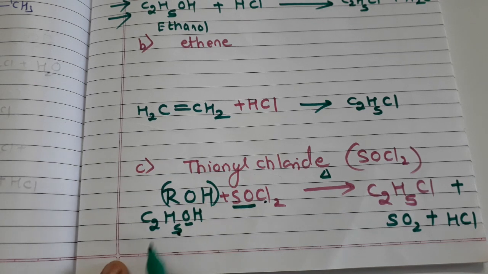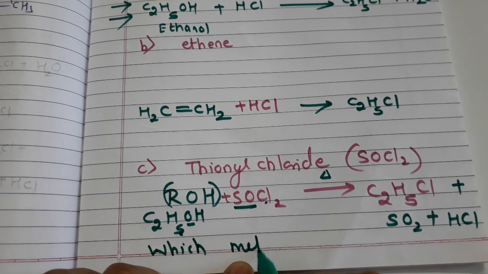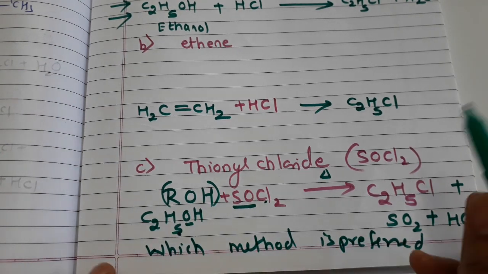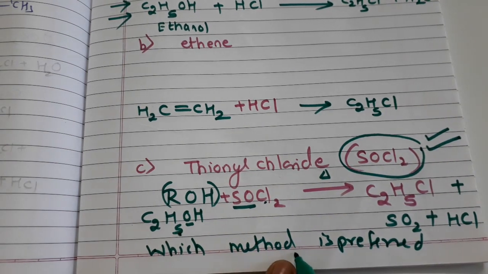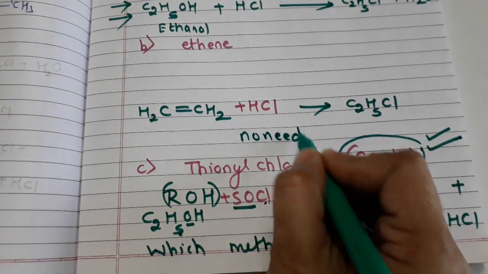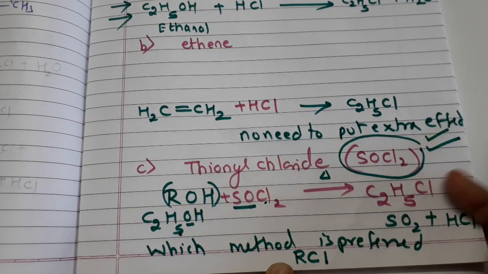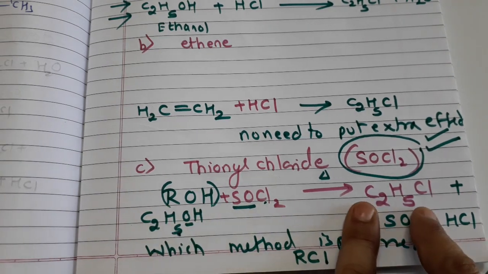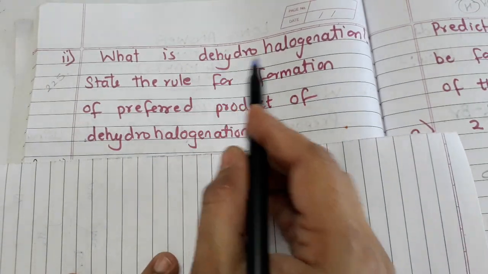Fine. Now see, one of the hydrogens has come out, combined with chlorine. Now there is one more question given after this, and the question is, which method is preferred? Let me tell you, the method using thionyl chloride is the preferable method for the preparation of alkyl halide, and the reason is, there is no need to put extra effort or drastic conditions. Directly you take thionyl chloride, add it to alcohol, and you will immediately get the alkyl halide.